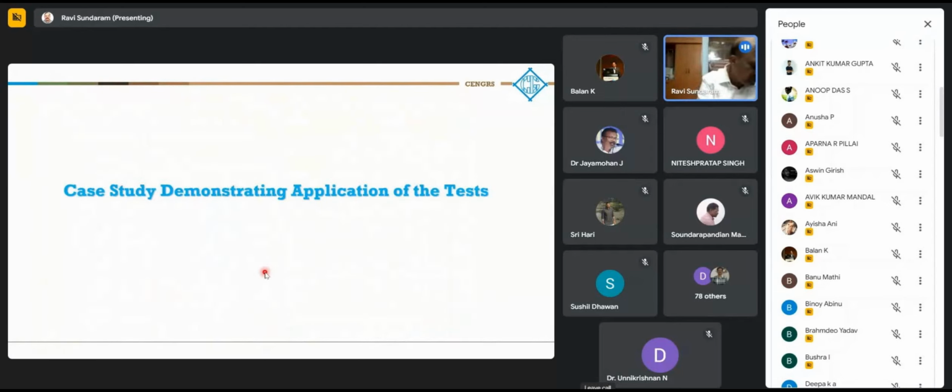So with this background, I come to the case study to demonstrate the application of these tests and what benefits you can get by doing all these tests.